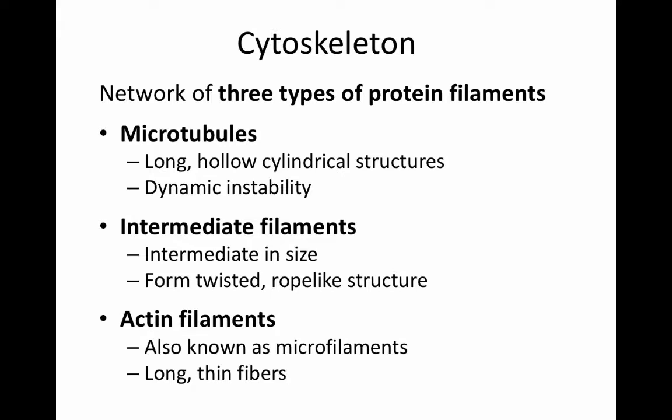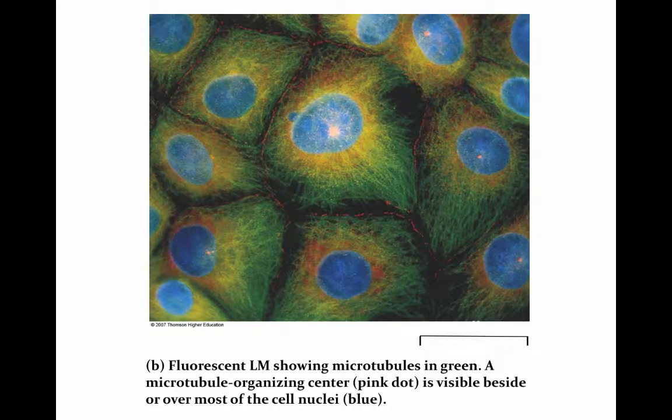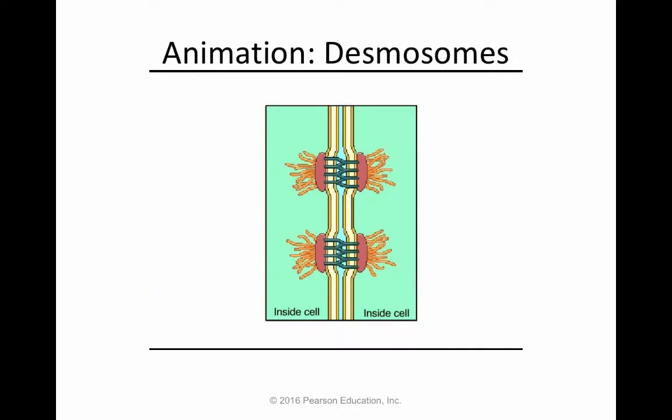So this just goes over the microtubules, the first ones I talked about. They have dynamic instability, which means they form and then they're torn down. Intermediate filaments are rope-like, and actin filaments, which are also known as microfilaments, are the longest, but they're very, very thin. That's just showing you some more pictures.